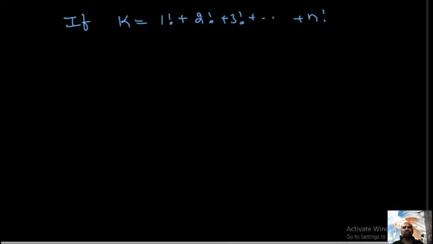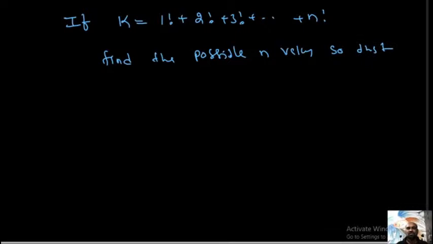Students, listen. If k equals 1 factorial plus 2 factorial plus 3 factorial so on plus n factorial, find the possible n values so that k is a perfect square. Interesting question, students.